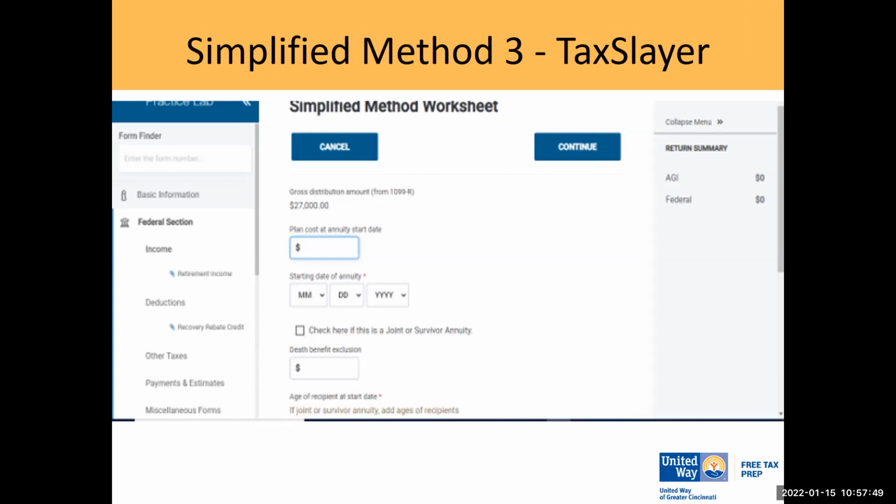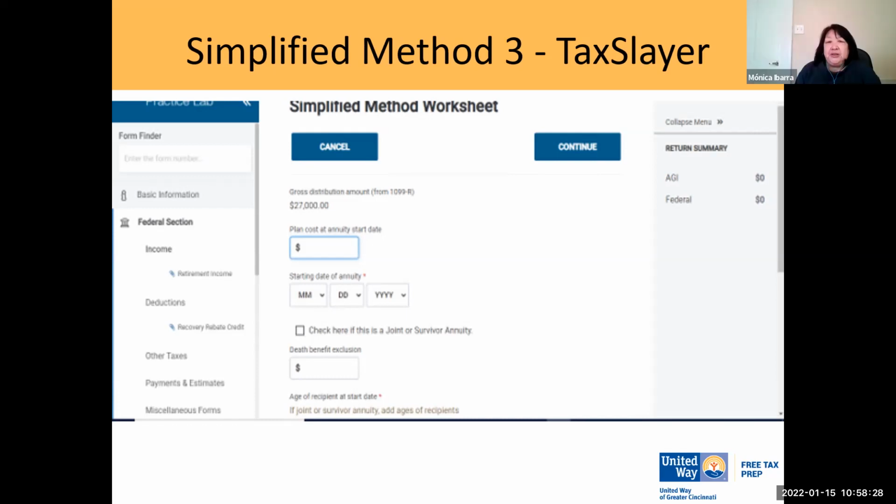Or maybe I misunderstood. In the example in the test, I got the idea it was a one-time payment. It was a monthly payment. So the simplified method worksheet is to calculate, this is an annuity, so the person is getting monthly payments, right? Okay, you just assume that. Yes. All right, so the example in the book, was that a one-time check then, or a monthly payment?